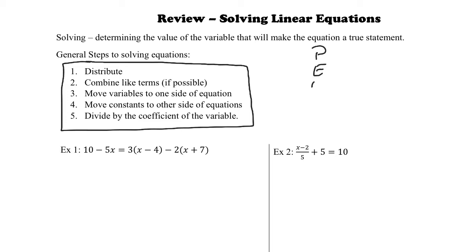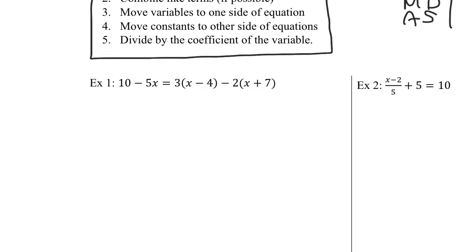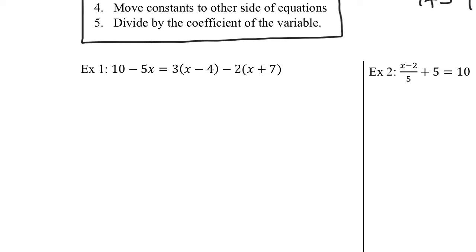Basically, what you're doing is the order of operations backwards. You're starting at the add and subtract and working backwards, undoing them bottom to top. So, example 1: 10 minus 5x equals 3 times (x minus 4) minus 2 times (x plus 7).